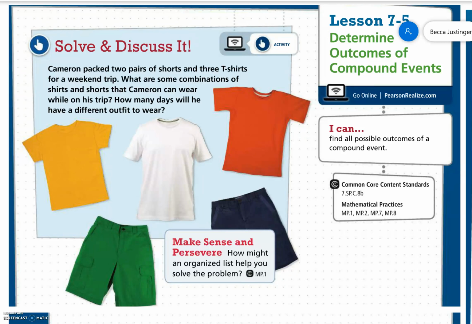Hi, 7th grade. Welcome to lesson 7.5, Determine Outcomes of Compound Events. By the end of the lesson, I want you to be able to say, I can find all possible outcomes of a compound event. Let's solve and discuss it.